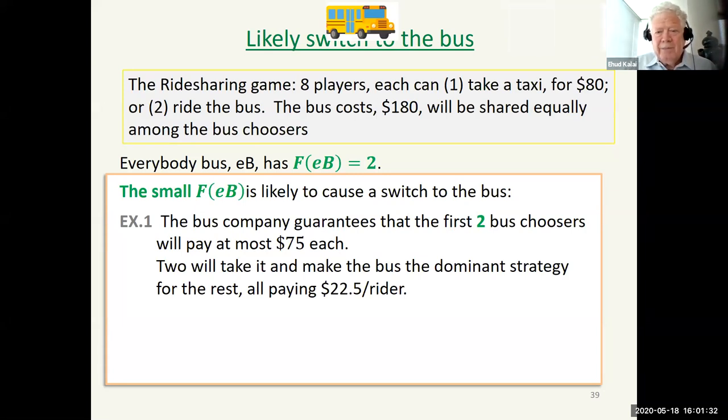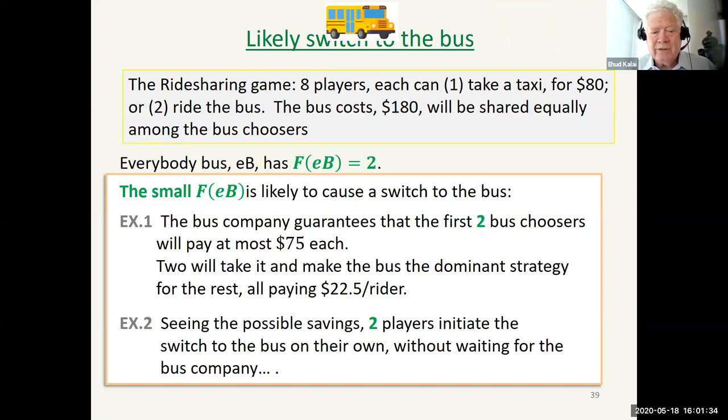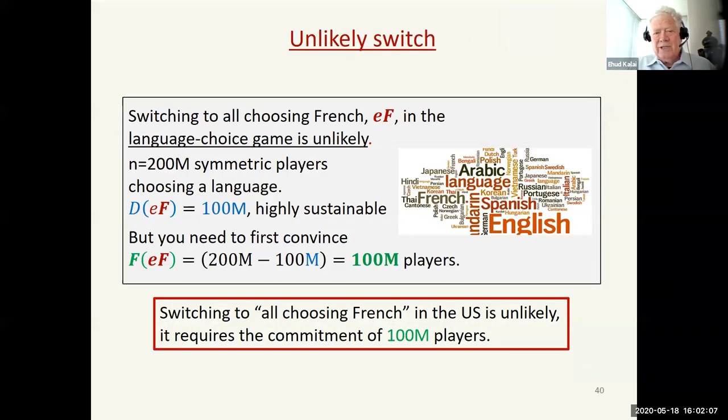Also, you don't really need the bus company to come in. Suppose Sylvain and I looked at each other, and we didn't hear that the bus company guarantees the switch at the cost of 75, but we see through this and say, if the 2 of us go on the bus, everybody will follow and will pay $22.50. So players on their own can create a switch in situations like this because they see that it's going to be easy. On the other hand, if you thought that you need to drag along 7 people with you, you may be more reluctant to do that. So switching is easy. Other switches are not.